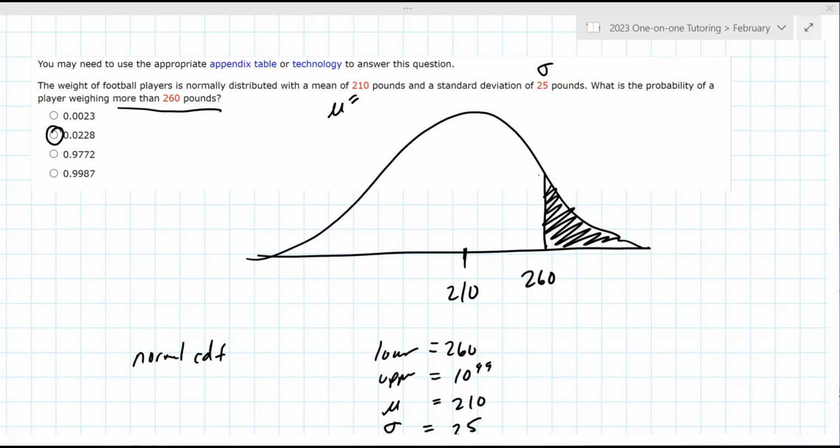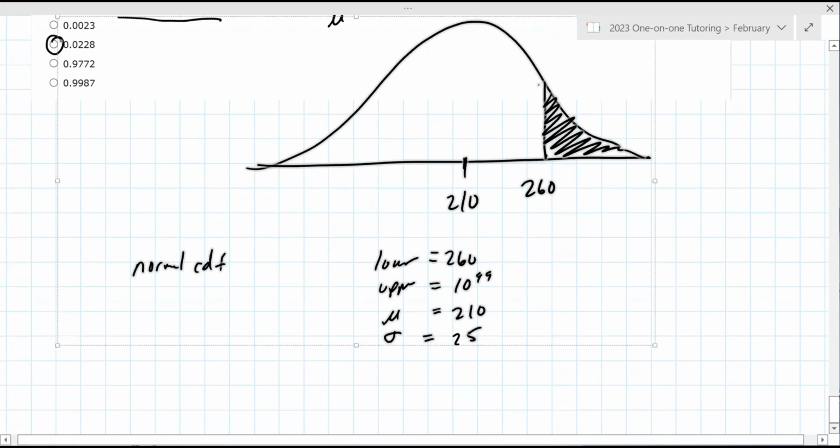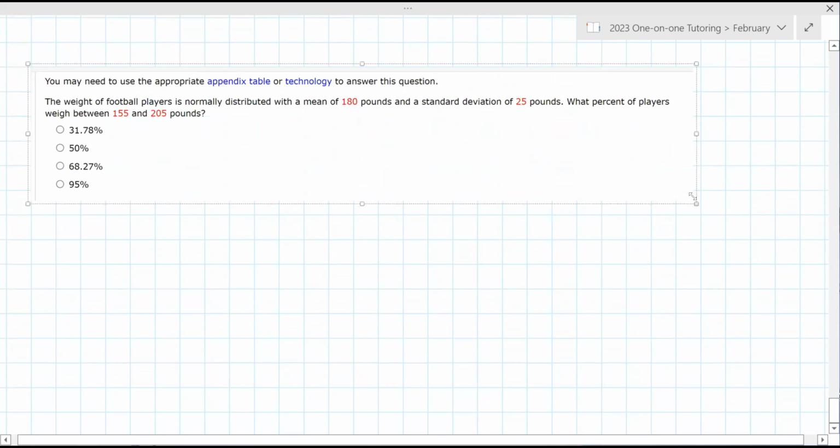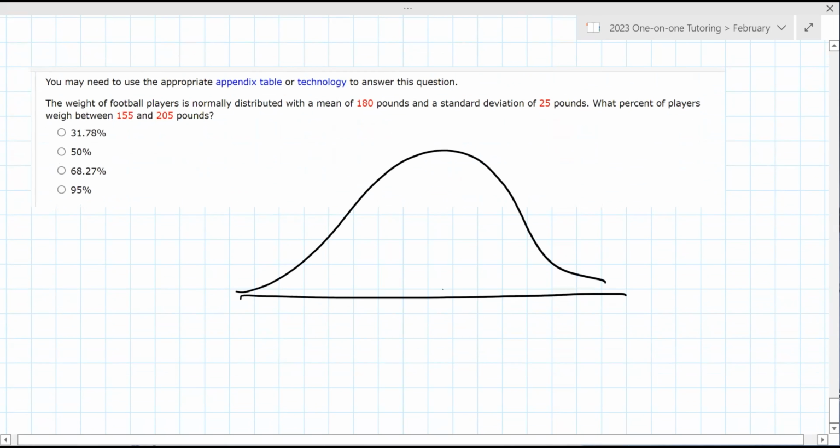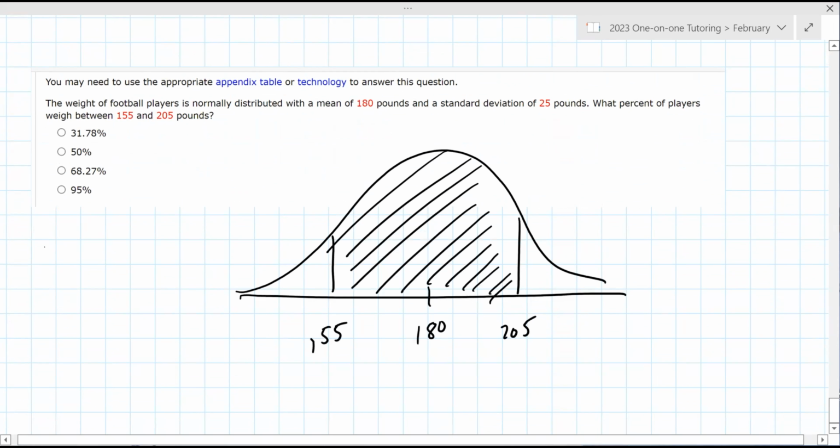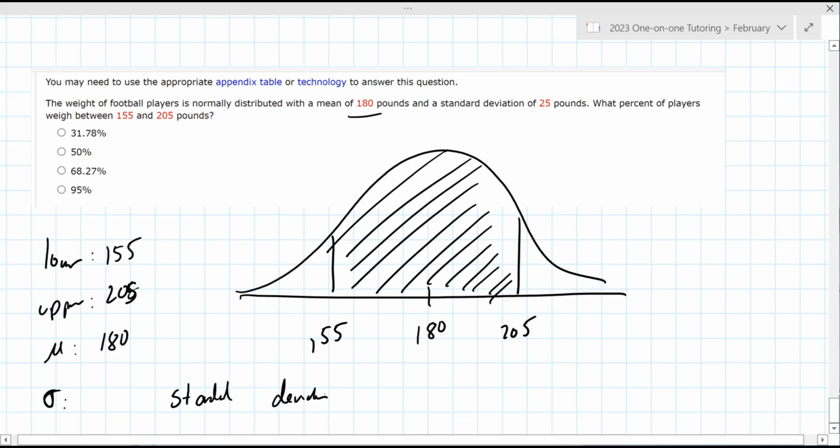13 here. So again, similar problem, different numbers. The weight of football players is normally distributed with a mean of 180, standard deviation of 25. So we know that 180 is right in the middle. What percent of players are between 155 and 205 pounds? We want the area again. So you need your lower, your upper, your mean, and your sigma. So the lower is, sorry, 150, yeah, 155. The upper there is 205. The mu would be 180. And then what's the last one called again? Sigma or standard deviation. They use Greek letters for population parameters. And what would that one be?